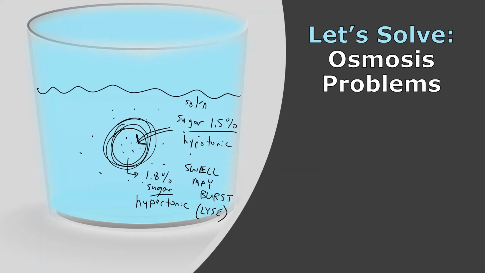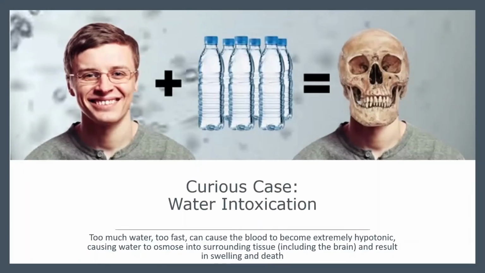So this is the opposite idea, where the cell has more particles than the solution, so the cell is hypertonic and the water is sucked through the membrane. The osmotic pressure sucks the water in, and the cell starts to swell and may pop if the difference is too great. Okay, let's look at a curious case real quick called water intoxication.